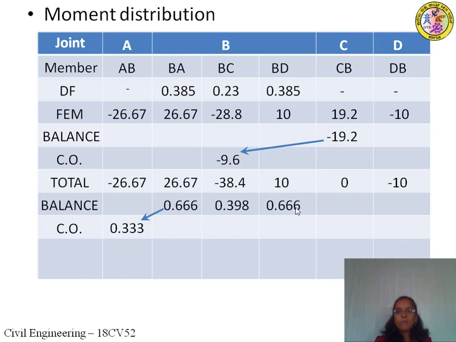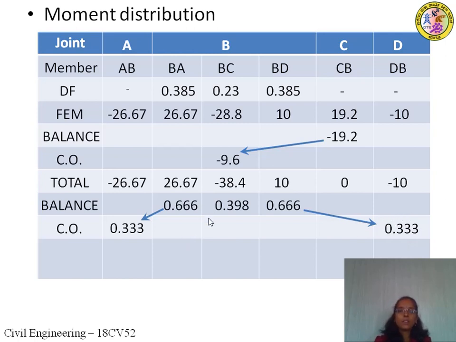Similarly, from BD to DB, it will be carried from BD to DB. Why? Both A and D are fixed, therefore they will take the carry over moment. Whereas C is a roller, therefore it cannot take the carry over moment because the final moment itself is 0. So half of 0.666 will again be equal to 0.333. This is the moment carried to member DB.